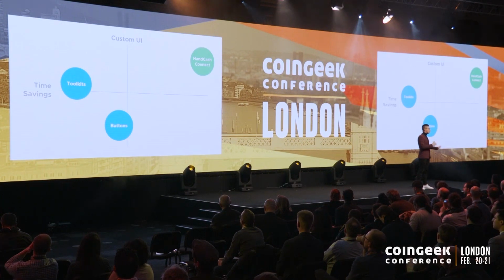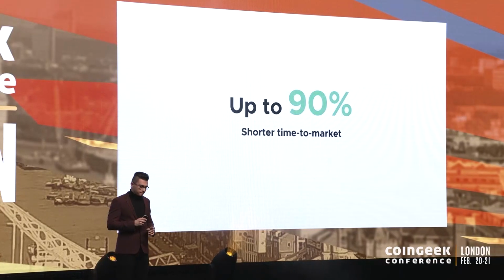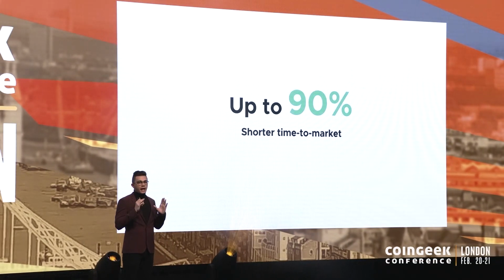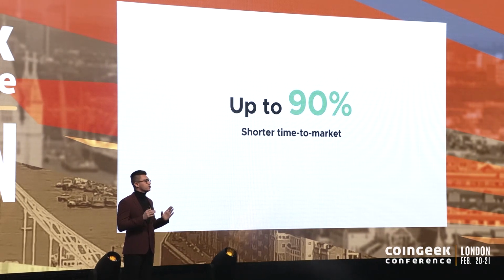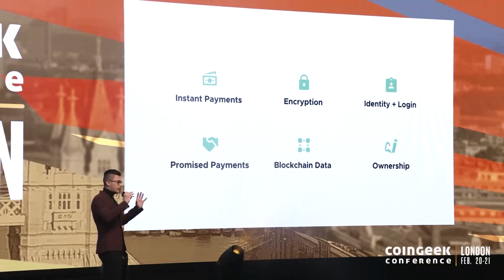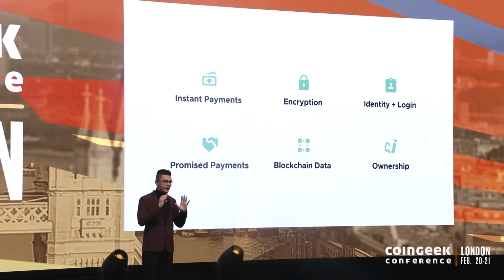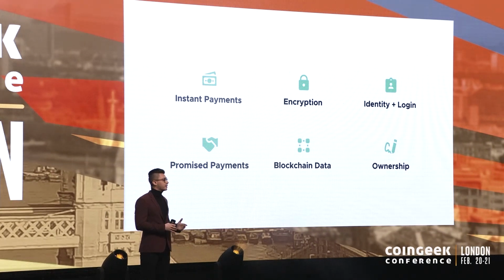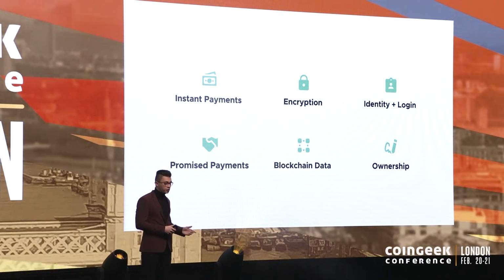We want it to be something completely different from these two solutions. We want it to be fast, and we want it to be completely unlimited, so you can build anything on top of Bitcoin. We are talking here, in some cases, about a 90% shorter time to market, which we think is a lot. And how the hell is that possible? Well, we packaged these very basic 6 features that every app needs to build on top of Bitcoin.